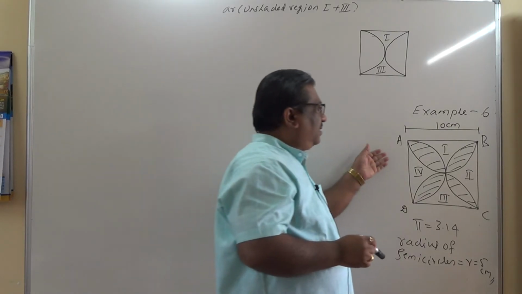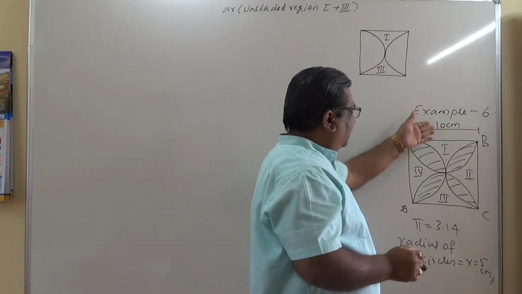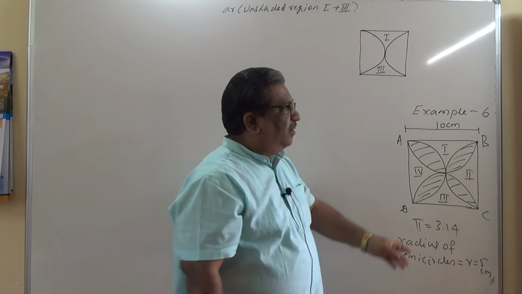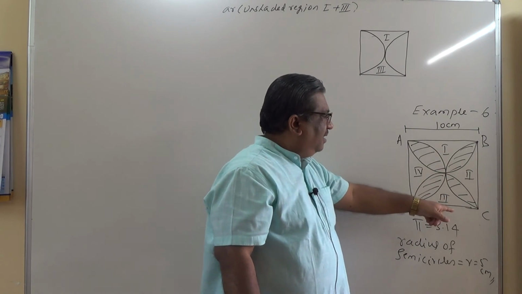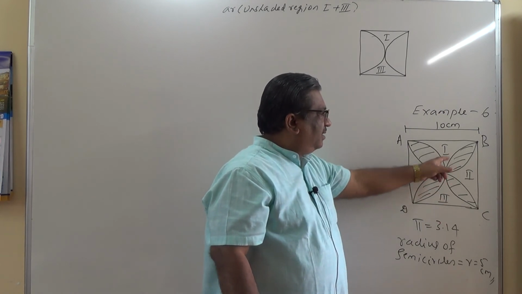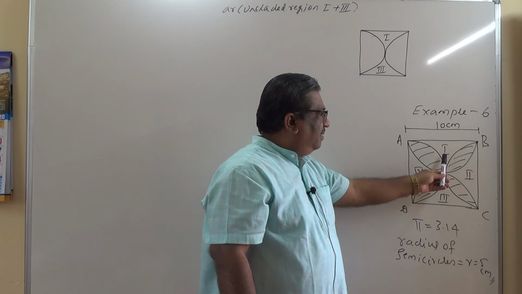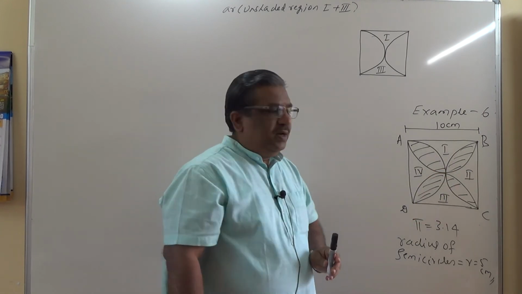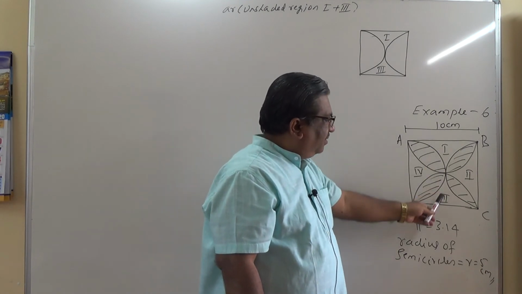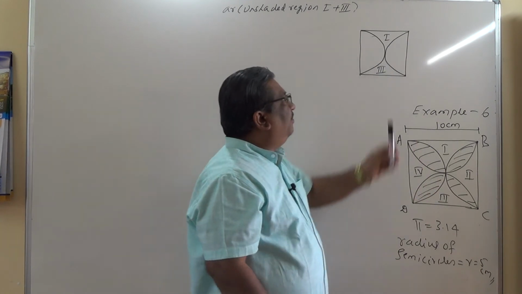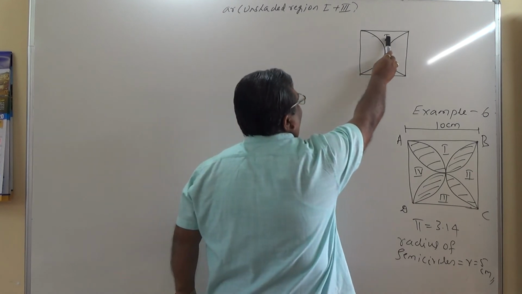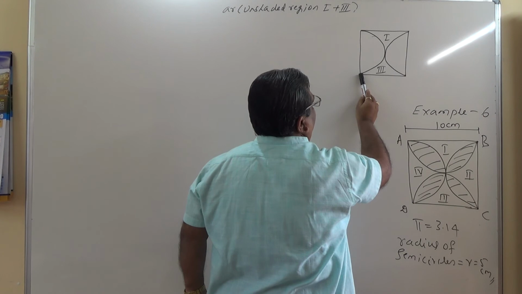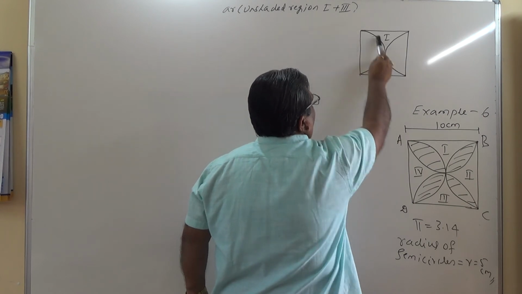So example 6: ABCD is a square of 10 centimeter and we need to find the area of the shaded design. In order to find the area of the shaded design, let us find the areas of unshaded regions 1, 2, 3 and 4. Now to find 1 and 3, this is the diagram. Area of unshaded region 1 plus 3 is equal to area of the square minus 2 times area of semicircle.